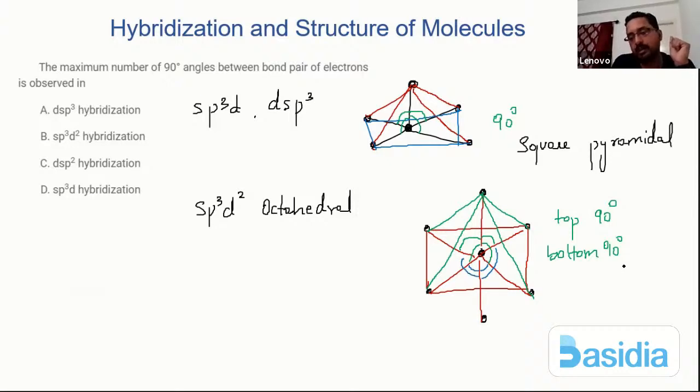So how many are there? Bottom 90 degrees, here I understand there are 4. Here I understand there are 4. Here also, how many? There are, let me say, 4. Correct?